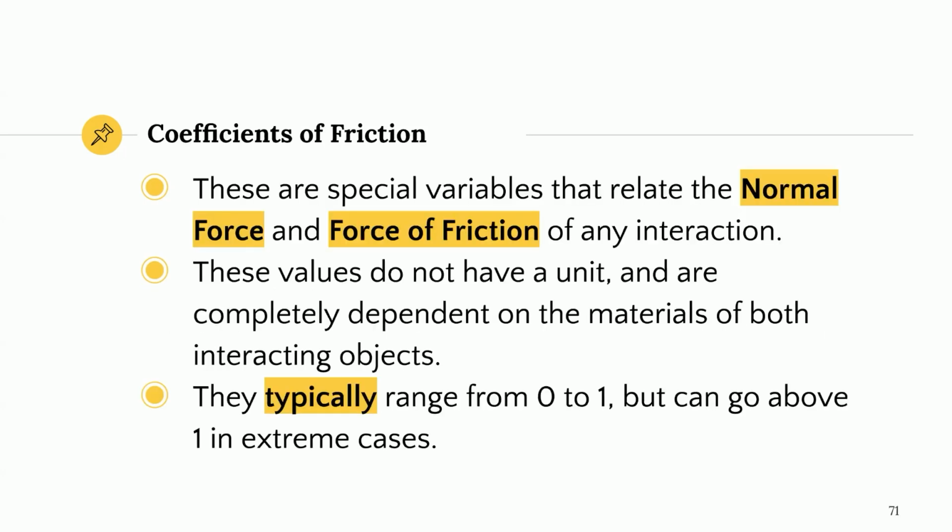These are special variables that relate the normal force and force of friction of any interaction. These values do not have a unit and are completely dependent on the materials of both interacting objects. They typically range from 0 to 1, but can go above 1 in extreme cases. So, for example, if you have a piece of glass and steel, the coefficient of friction for both static and kinetic will be really low, close to 0, almost no friction. But if you have like silicone and rubber, it'll be an extremely high coefficient of friction.